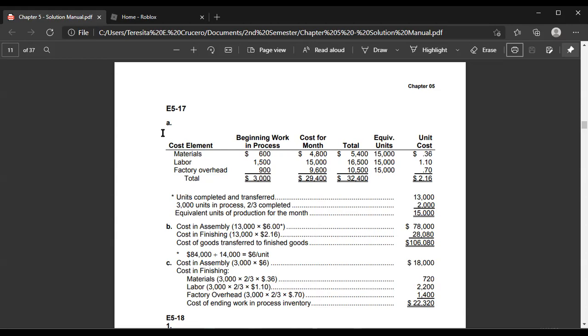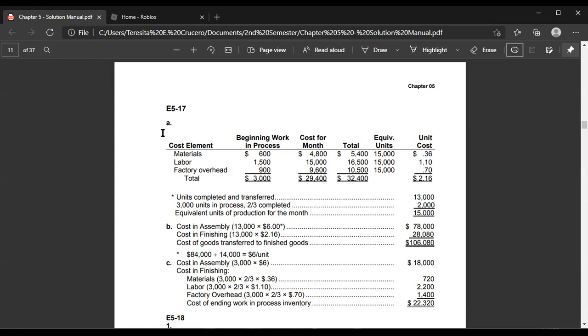For the equivalent units, we now have 15,000 units completed and transferred, 13,000, and 3,000 units in process at the end, but only two-thirds completed. So your equivalent units of production is 15,000. That will be used in dividing your material costs, labor costs, and factory overhead costs in finally arriving at your cost per unit of 2.16. So here we have the computation of your equivalent units of production.